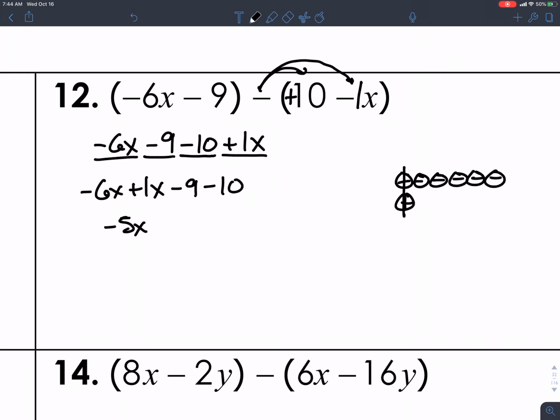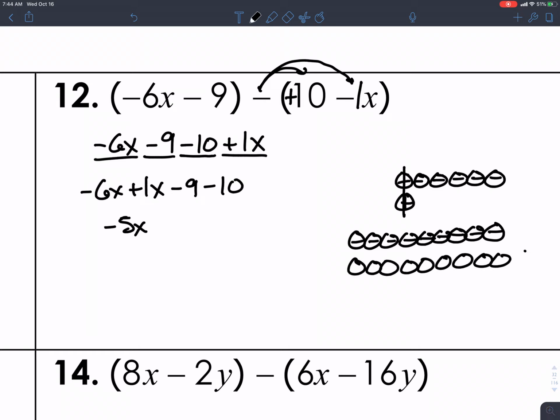I got negative 9. And I'm combining that with a negative 10. Let's do that. I'm going to do it the long way. 1, 2, 3, 4, 5, 6, 7, 8, 9. There's all 9 negatives. I need to combine that with 10 negatives. 1, 2, 3, 4, 5, 6, 7, 8, 9, 10. Now, none of those cancel. Negatives don't cancel negatives. Now how many negatives do I have? I have 19 negatives. That's what I have. Negative 19. It's another way to look at that.